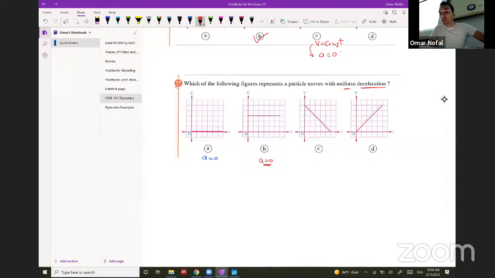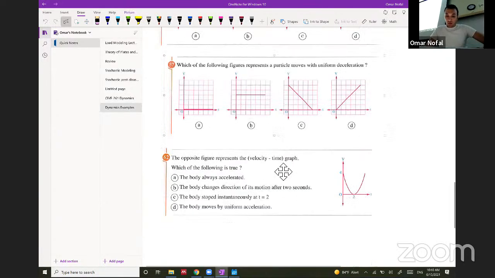The body is increasing its speed over time. Here this is a positive slope, but this is a negative slope. So this body is decreasing its speed over time. It starts from here and keeps decreasing the speed until it gets to 0 at this time. All right, so let's get the last one.